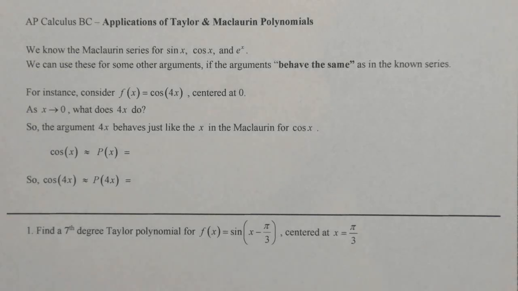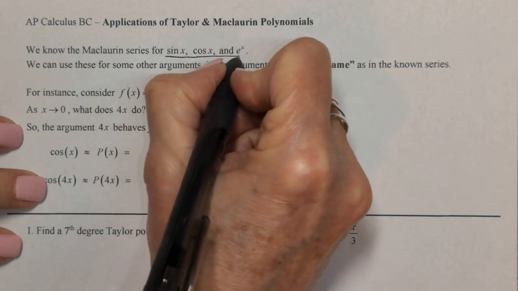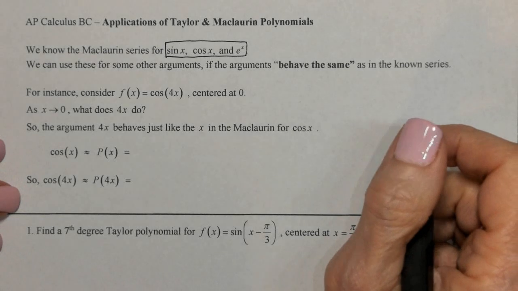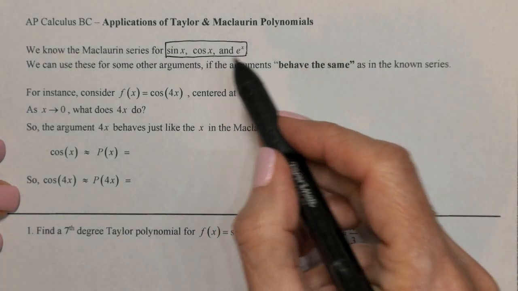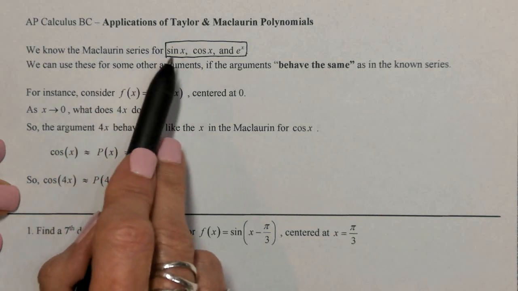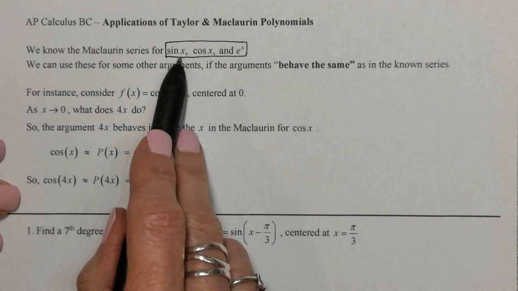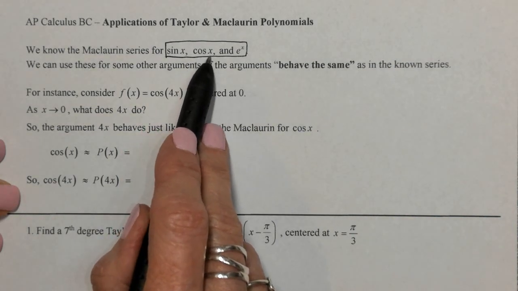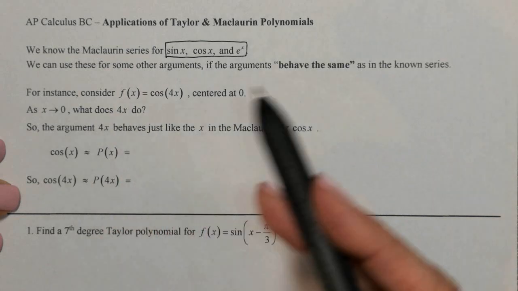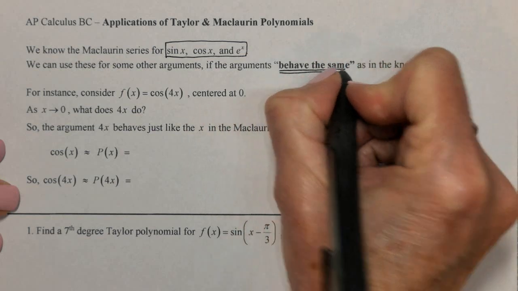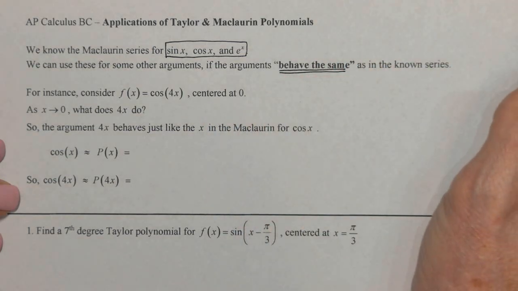In today's lesson, we are going to be talking about some of the applications of Taylor and Maclaurin polynomials. We have memorized the series for sine x, cosine x, and e to the x. We can use our memorized Maclaurin series for these functions in some variations of sine x, cosine x, and e to the x, if their arguments behave the same as the known series' arguments do.